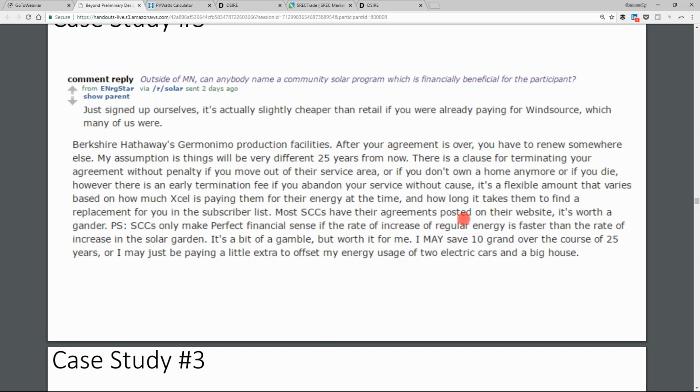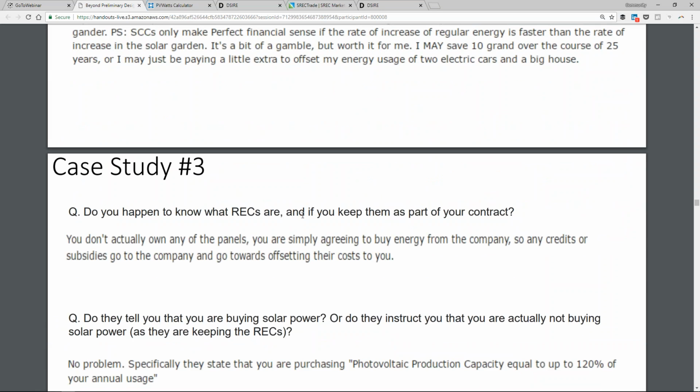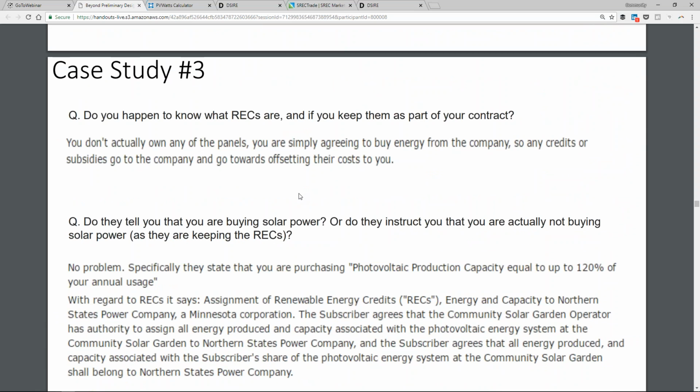So what this customer then says is, hey, I may end up saving $10,000 over 25 years, or I may end up paying just a little bit more to offset my electric use. Well, I think there's a pretty big disparity between saving $10,000 or paying a little bit more on your electric bill. I'd love to be able to sell solar arrays to customers and say, well, it may cost you money, but you may save $10,000.